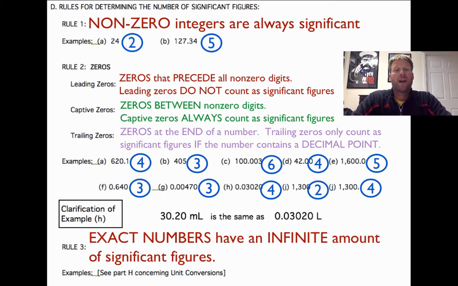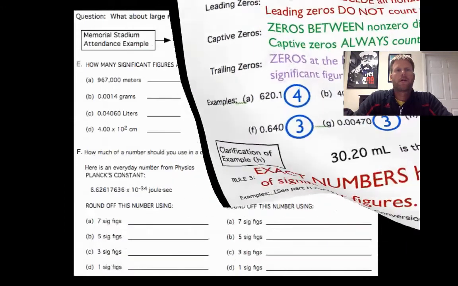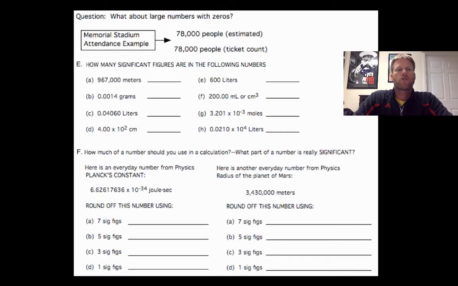If you count 5 bananas in a bunch of bananas, that value has an infinite amount of significant figures, like 5.00000000. You should get the point there. When dealing with very large or very small numbers, you need to make use of scientific notation.